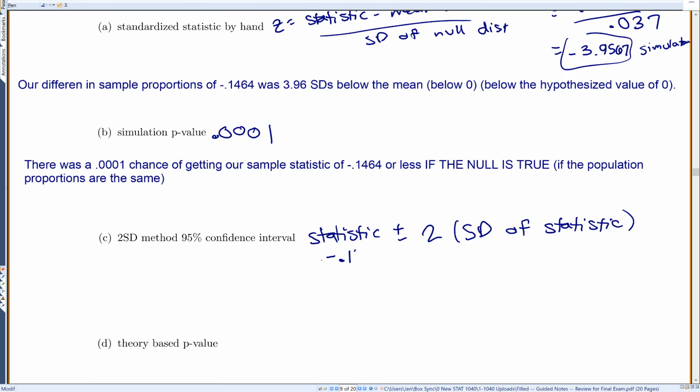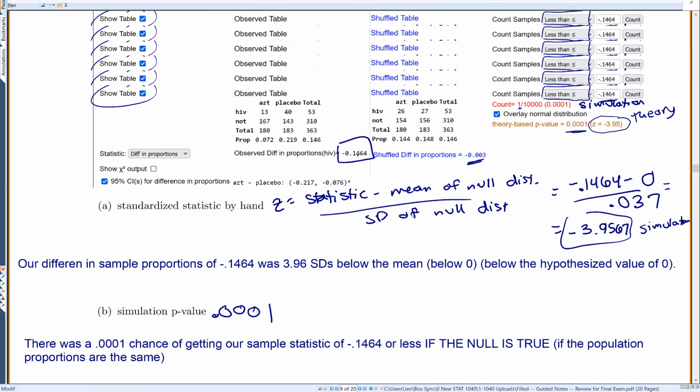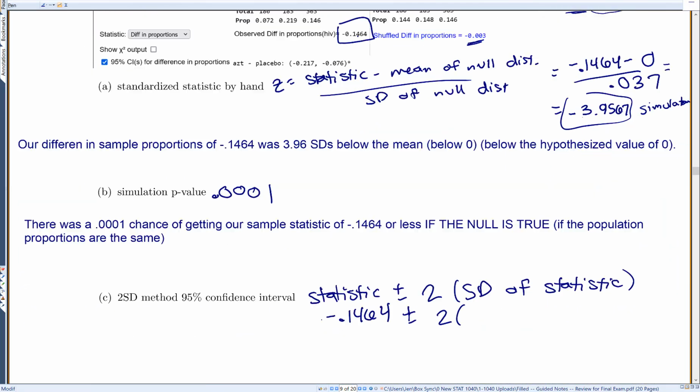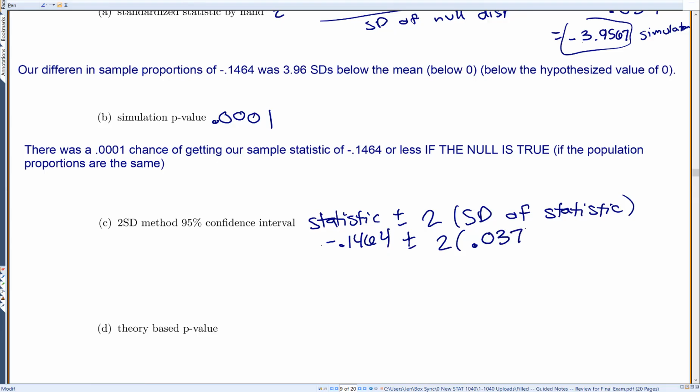So our statistic is negative 0.1464 plus or minus 2 times the standard deviation of the statistic that we just read right off the applet. So the standard deviation we're looking for is this 0.037. So that's the standard deviation of all the various differences in sample proportions that we could have gotten. So the negative 0.1464 minus 2 times 0.037 gives me negative 0.222. If I add it instead, negative 0.07.